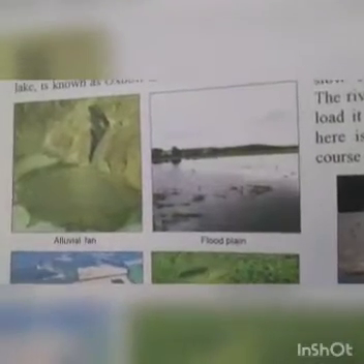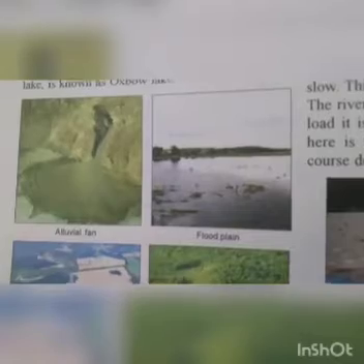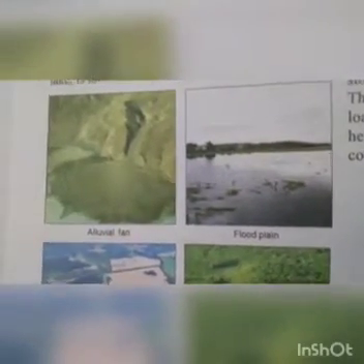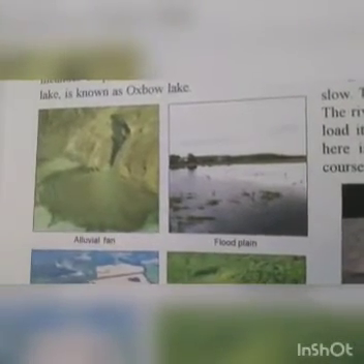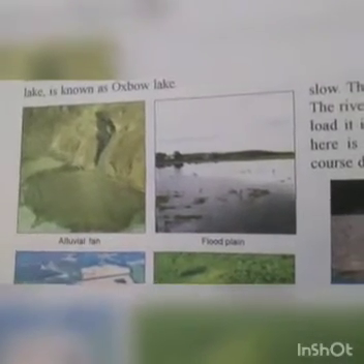River Kosi has built up an alluvial fan of more than 15,000 square kilometers. Now just see the picture of the alluvial fan. This is the triangular-shaped deposit made by the middle course of the river. So it's a typical feature of the middle course of the river, the alluvial fan.